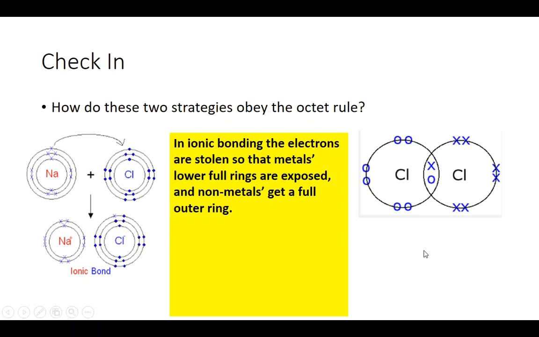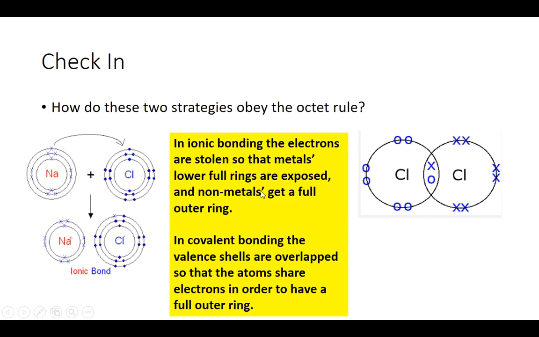So in ionic bonding, the electrons are stolen so that the metal's lower ring is exposed. So in the sodium, that outer electron gets taken away, so the second shell is exposed, and that one's full. So that obeys the octet rule. The octet rule is they want to have an outer ring that's full. Well, when that happens, chlorine takes it and puts it in his outer ring, and now his outer ring is full too. And so by stealing, both of them actually end up happy.